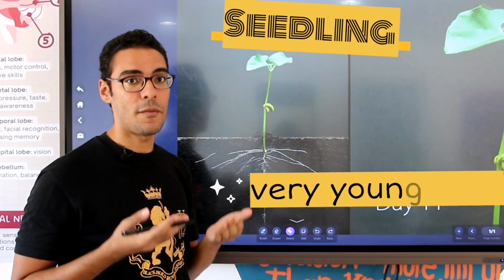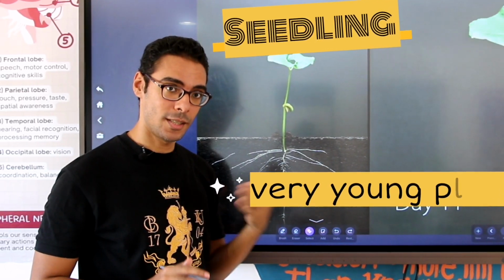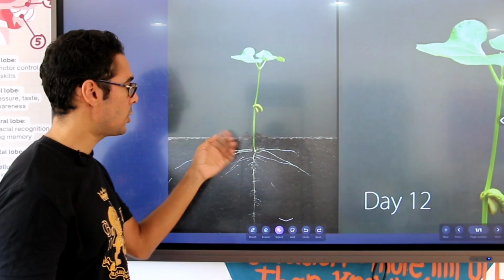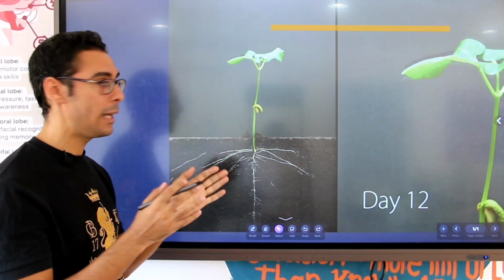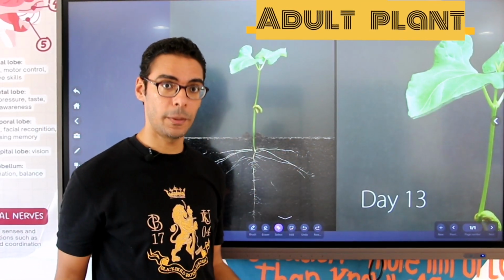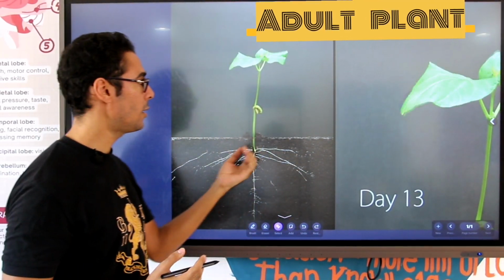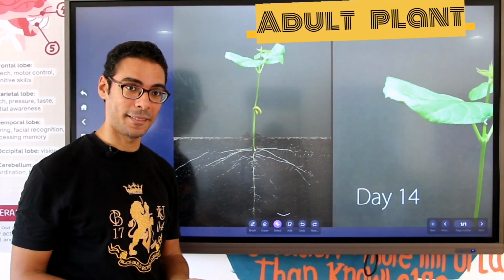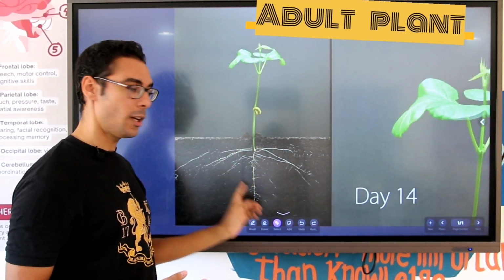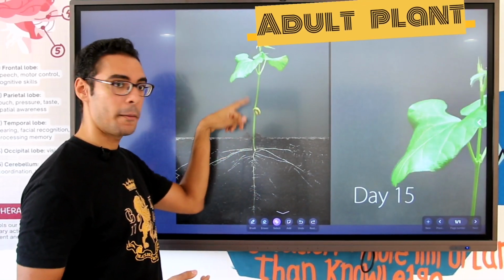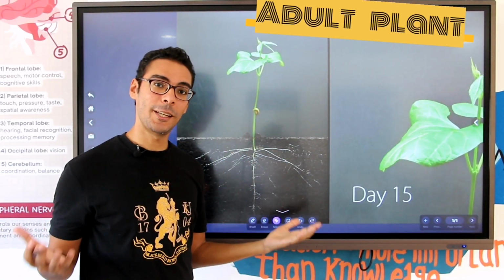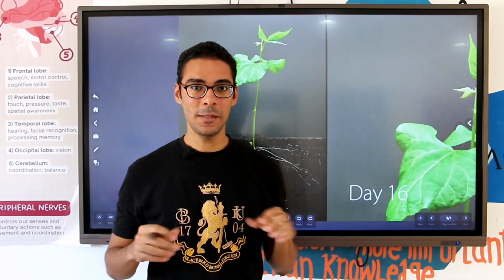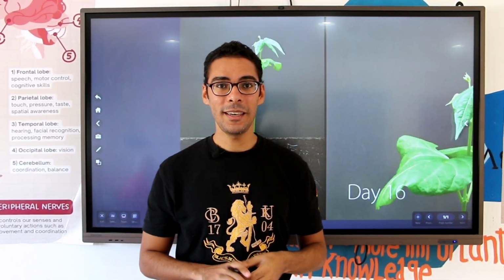Seedling means very young plant. So the seedling is the very young plant. The next step is turning the seed or the plant into a totally adult plant. Adult means like this. So a complete plant has roots underground, has a stem, and has large leaves. Now, let's watch what are the concepts that we are going to use in the upcoming game.